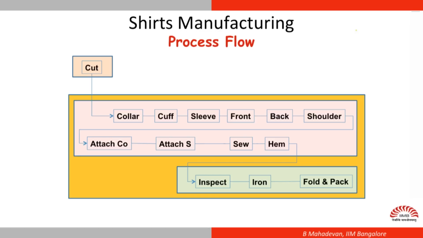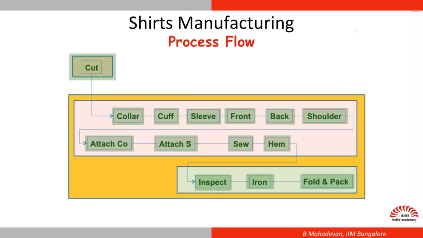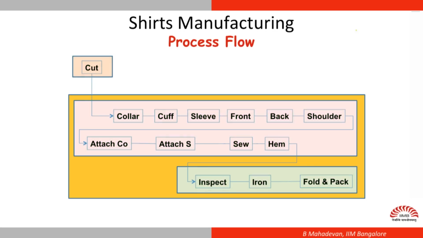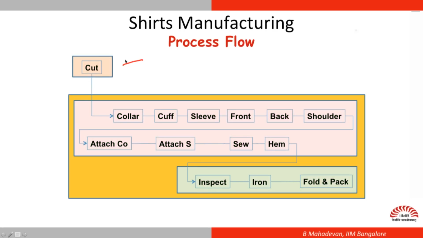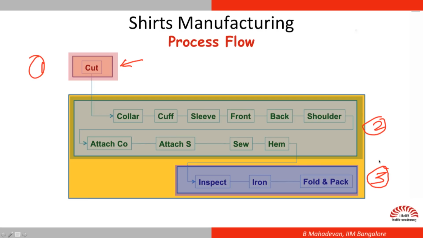Let me show you a manufacturing process, which is shirt manufacturing. There are 14 activities I have mentioned here. As you know, in typical shirt manufacturing, the first step is cutting. As you see here, this is divided into 3 blocks. There is one block here, a second block here, and a third block here.